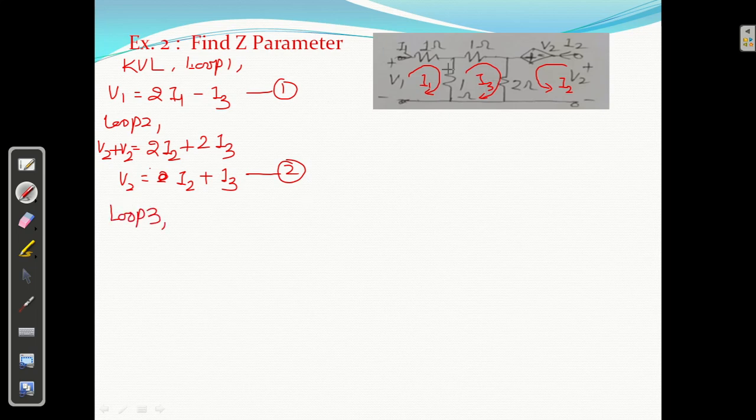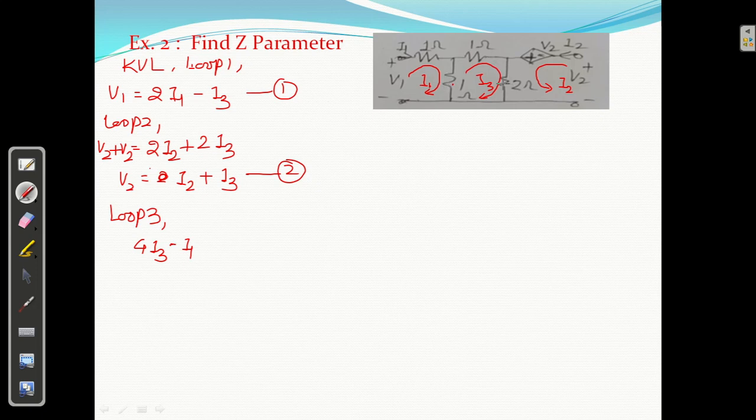Loop 3, this one. I3 कहाँ फ्लो हो रहा है? 1 plus 1 plus 2, 4 I3. At the same time, in this 1 ohm, I1 is also flowing, but I3 is upward, I1 is downward. So minus I1. Okay, 1 into I1 minus.